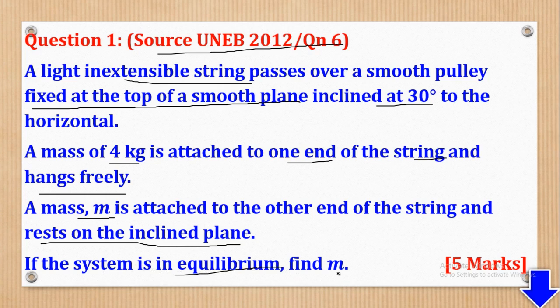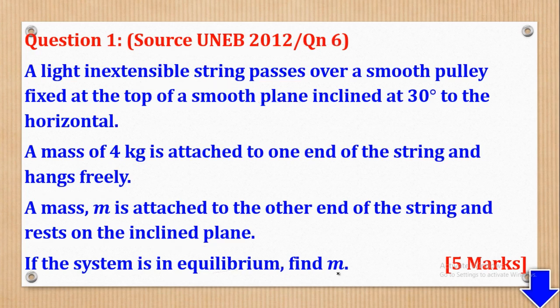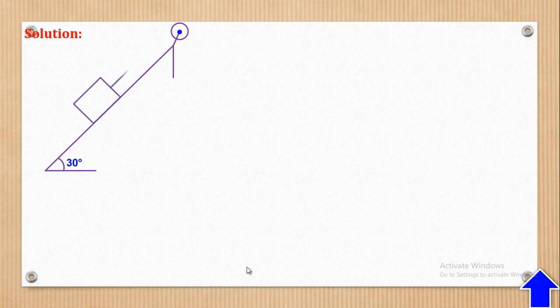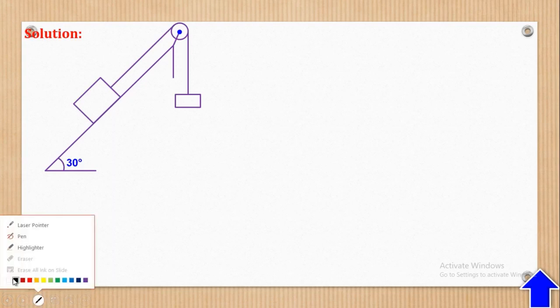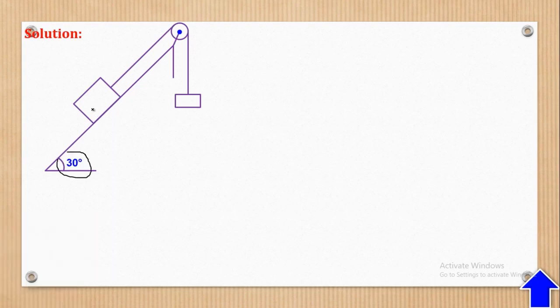In this case, they have not drawn a sketch for us, but we have to read the question, interpret it well, and draw a sketch. Then we can answer the question. So the first thing to do is to make a sketch of the force diagram. They told us that the plane is inclined at 30 degrees to the horizontal. That is why there is this 30. Then one mass is lying on the inclined plane, another one is hanging freely, and then equilibrium.